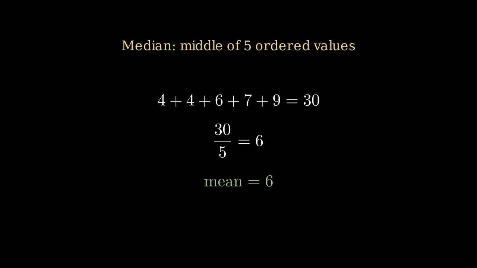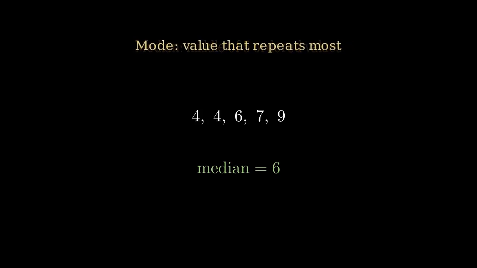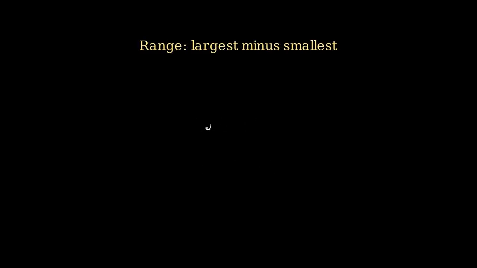For the median, since there are 5 values, an odd number, the middle one is the third value in our ordered list. That value is 6, so the median is 6. For the mode, we look for the value that repeats. Here 4 appears twice, more than any other value, so the mode is 4. For the range, we take the largest value, 9, and subtract the smallest value, 4. 9 minus 4 equals 5, so the range is 5.